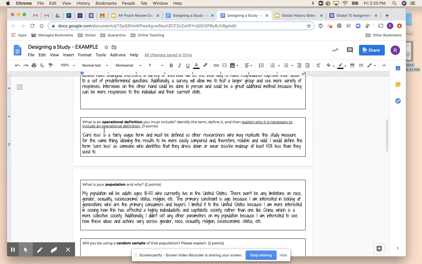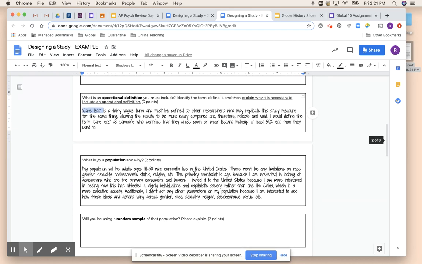So I picked a term. I didn't actually pick a word. I picked a term. I said care less, because that is super vague and I need to define what caring less looks like. So I said care less would mean someone who identifies that they dress down or wear less or no makeup at least 50% less than they used to. So I made it really specific. That means this is what I'm looking for. And when other people are doing the same study, they need to say that people did that, therefore they care less.